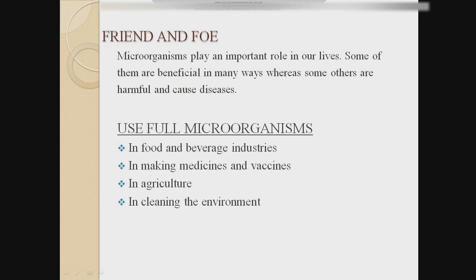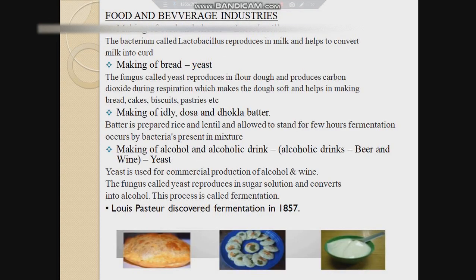Useful microorganisms. Microorganisms are used in food and beverage industries, in making medicines and vaccines, in agriculture, and in cleaning the environment. Let us discuss how microorganisms are used in food and beverage industries. First, bacteria help us in making certain foods. Lactobacillus is a bacterium that sets milk and is used to make curd from milk. Cheese is also made by the action of bacteria on milk. Vinegar is produced by the action of bacteria. Bacteria are also used in the production of tea, coffee, and cocoa.